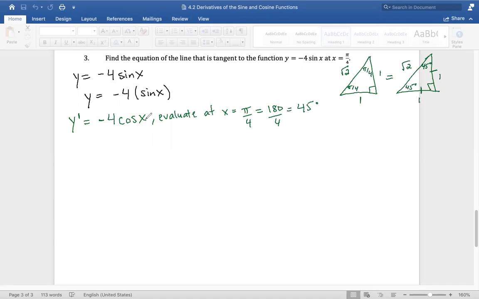So again, I'm evaluating at cos of x. Don't accidentally go back to your original, right? I'm evaluating the derivative when I sub in that x value.